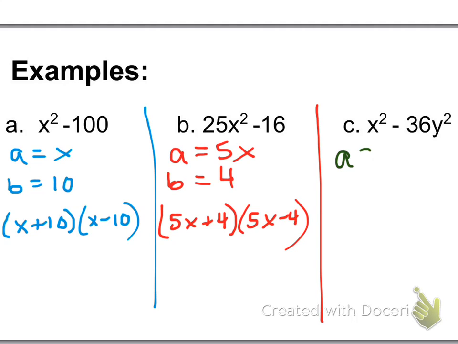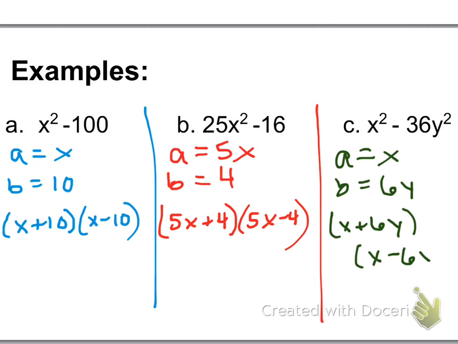So last example. My a value would be x. X times x is x squared. And my b value is 6y. 6y times 6y is 36y squared. So my letter C will factor down to be x plus 6y and x minus 6y. So whenever your a and b, or your first and last terms, are perfect squares, you can always apply this shortcut to factoring. So essentially notice that the middle term is always canceling.